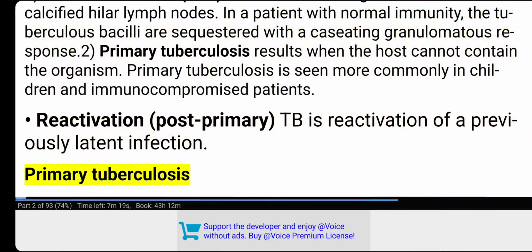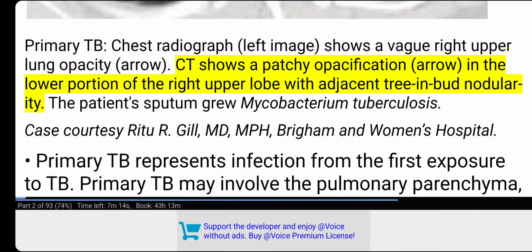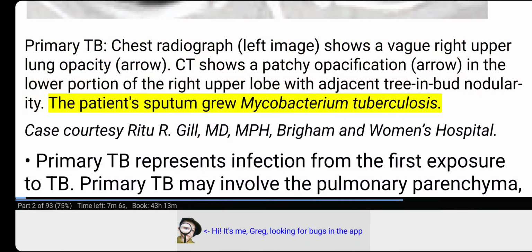Primary tuberculosis. Primary TB. Chest radiograph, left image, shows a vague right upper lung opacity, arrow. CT shows a patchy opacification, arrow, in the lower portion of the right upper lobe with adjacent tree-in-bud nodularity. The patient's sputum grew Mycobacterium tuberculosis. Case courtesy Ritu R. Gill, MD, MPH, Brigham and Women's Hospital.